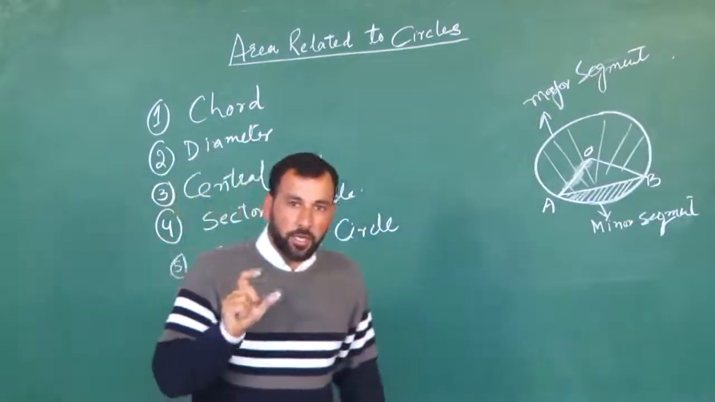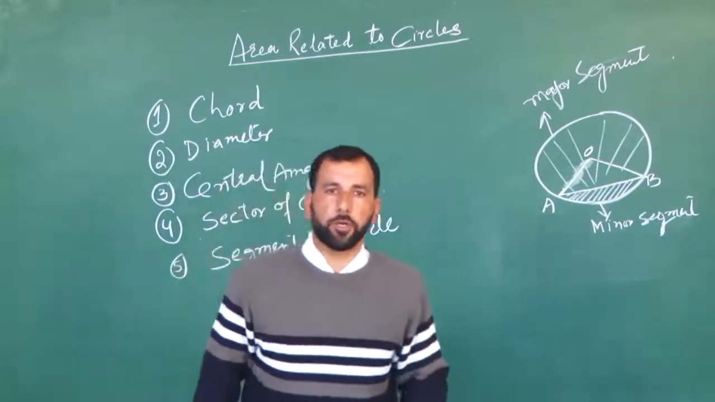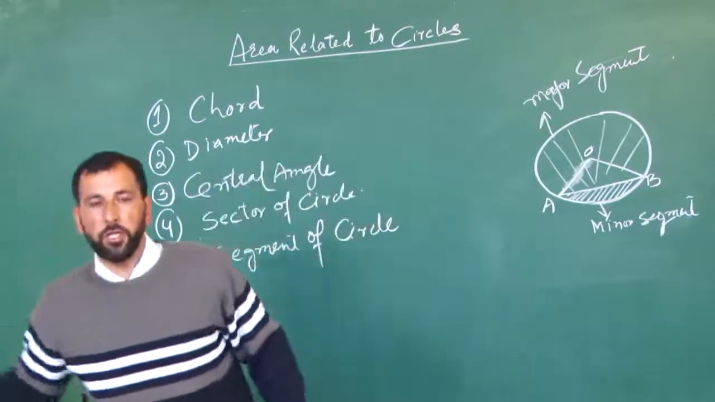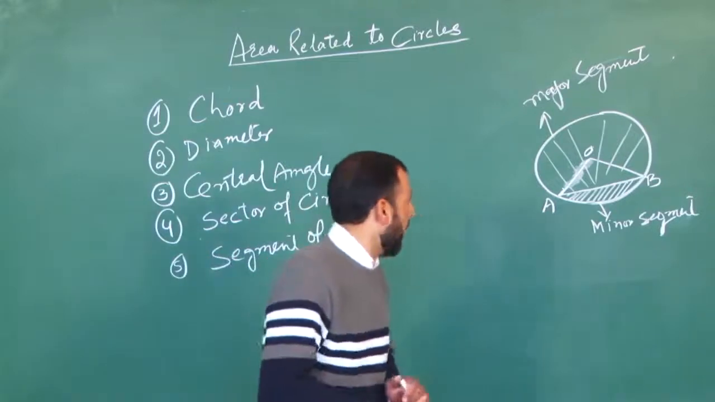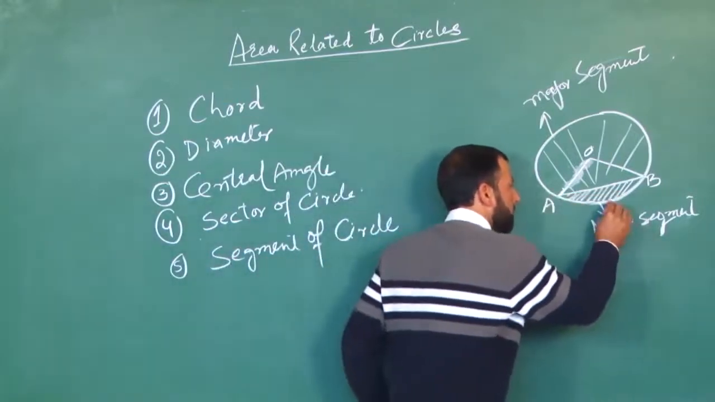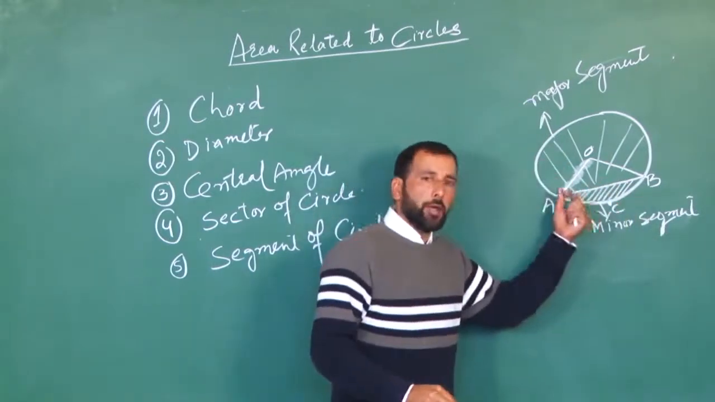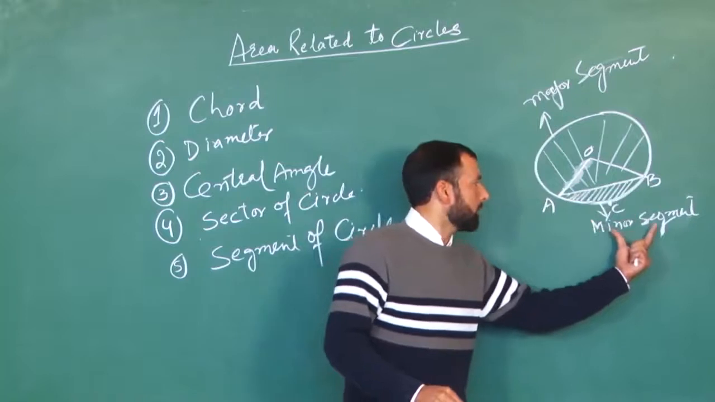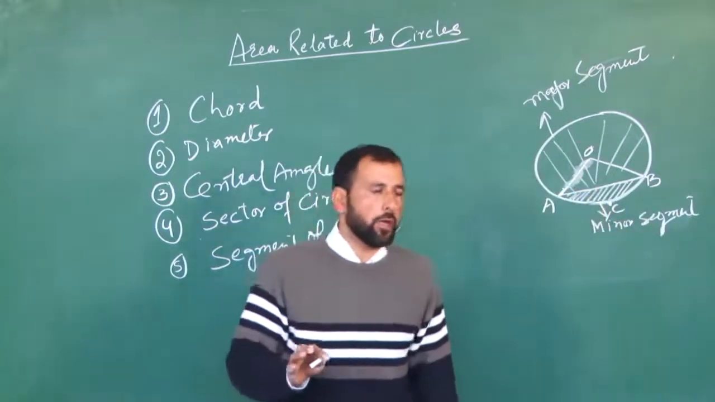So a sector is a region between two radii and the corresponding arc of a circle. But a segment is the region between a chord and the corresponding arc of a circle. And this segment ACB here is the minor segment. A chord divides a circle into two unequal segments. One is the minor segment and the other is the major segment of a circle.